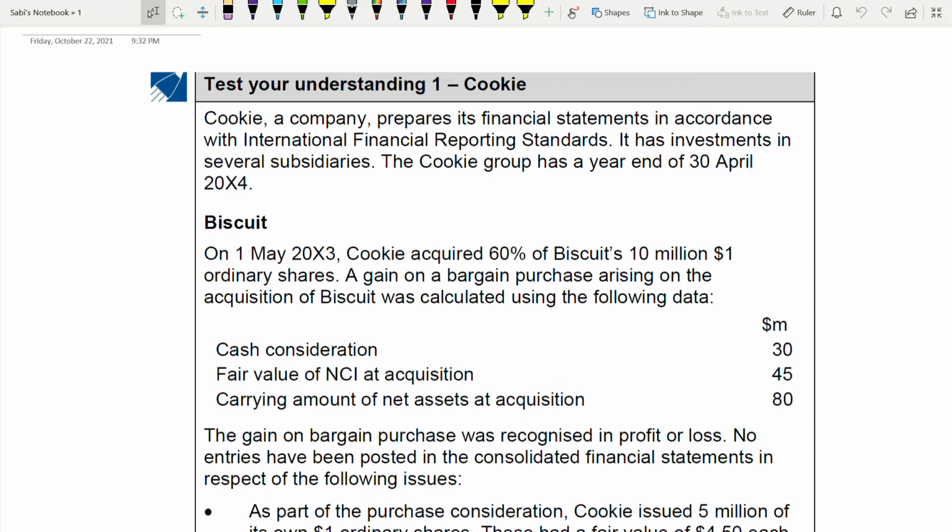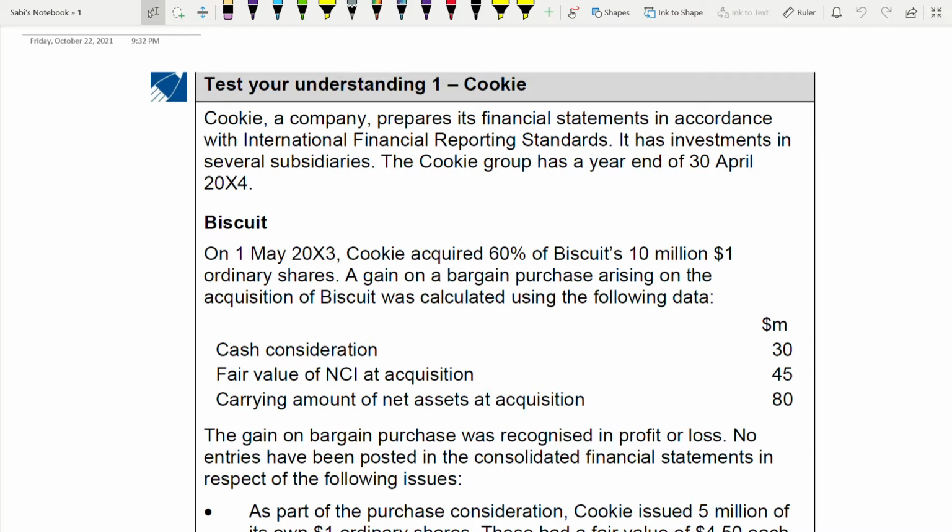So in question and answer we have 8 questions. That means 8 test your understanding. I will be covering each in different videos, and this will be covering test your understanding 1. Each question is very different from each other. For example, one question is on integrated reporting, another will be on analysis of ratios, and another will be on group accounting.